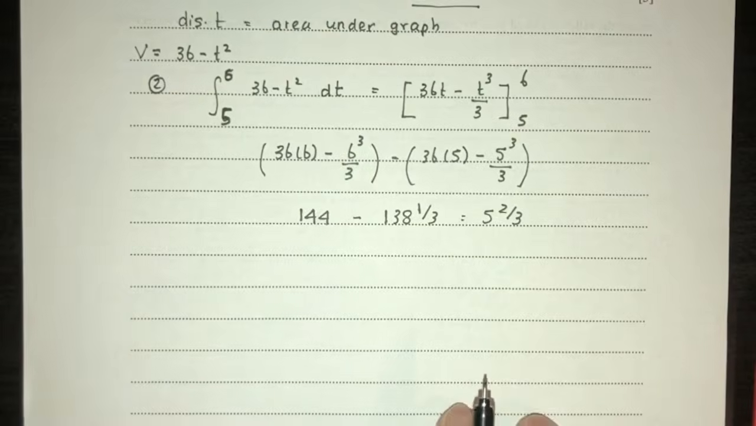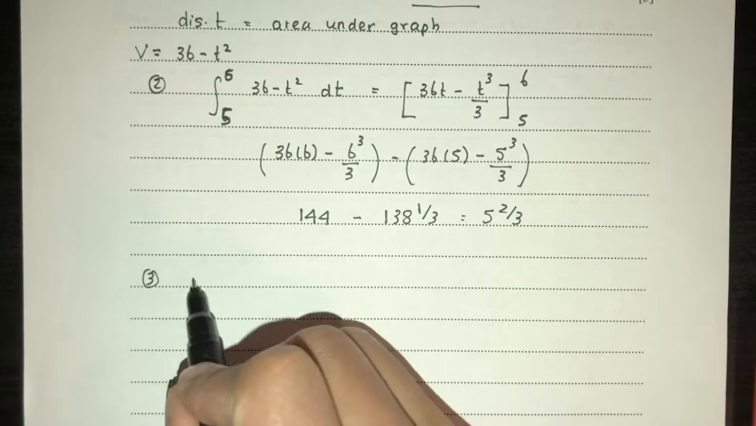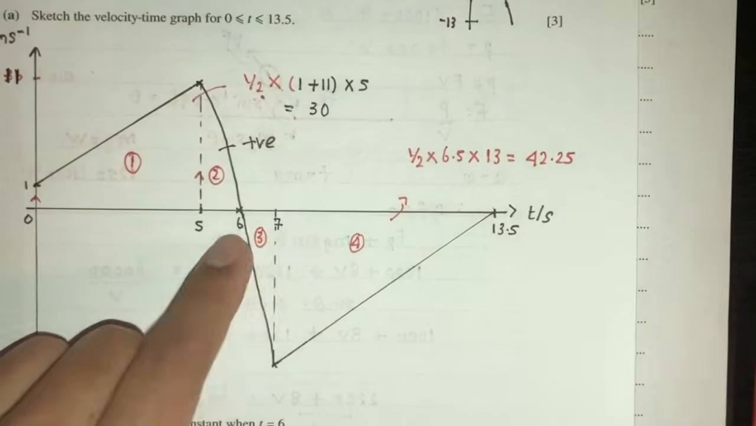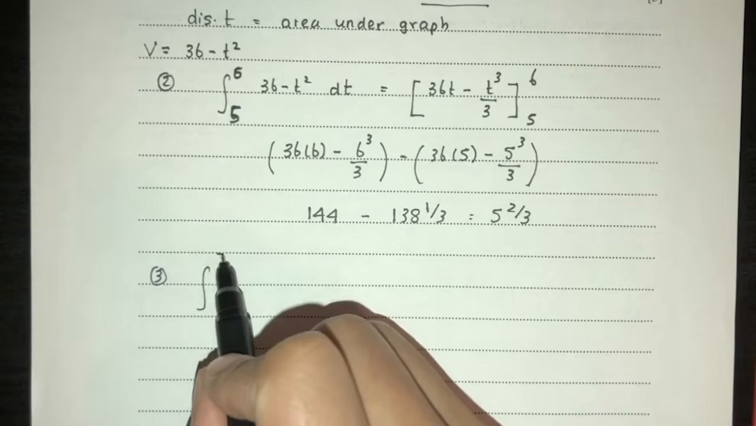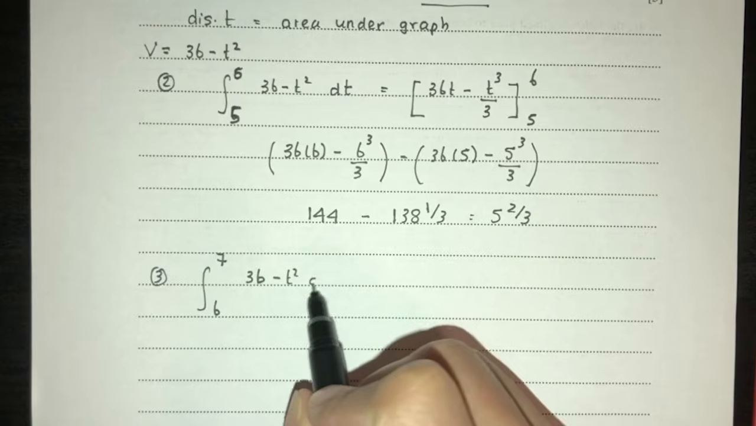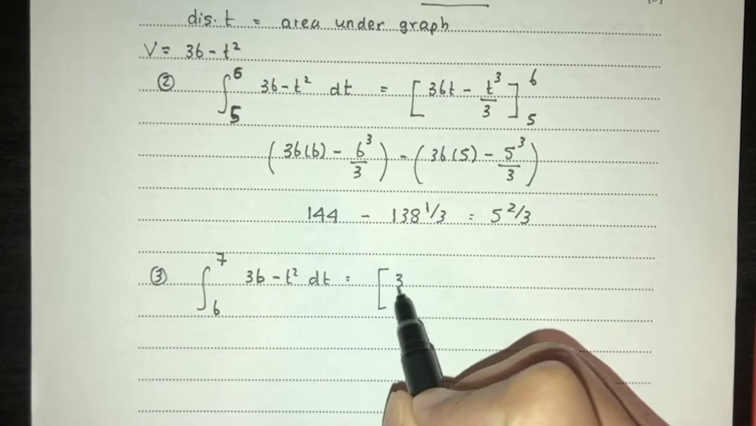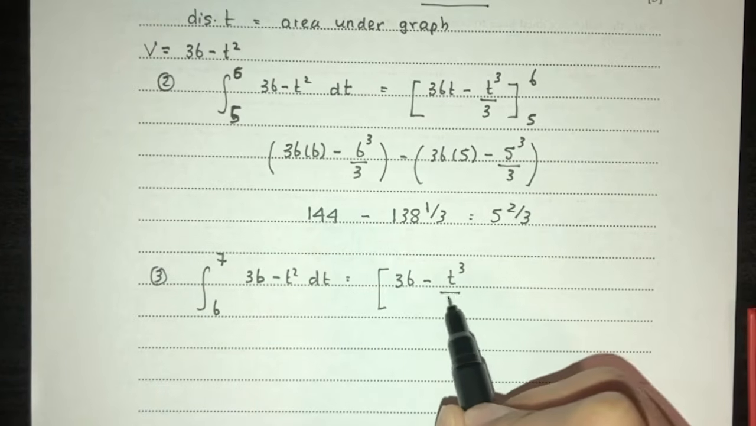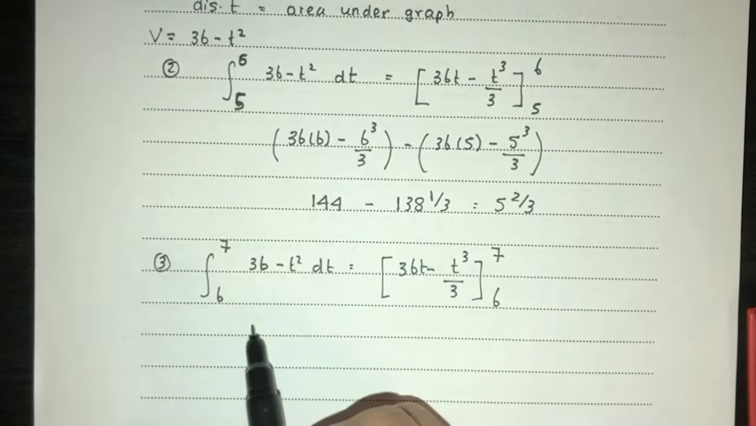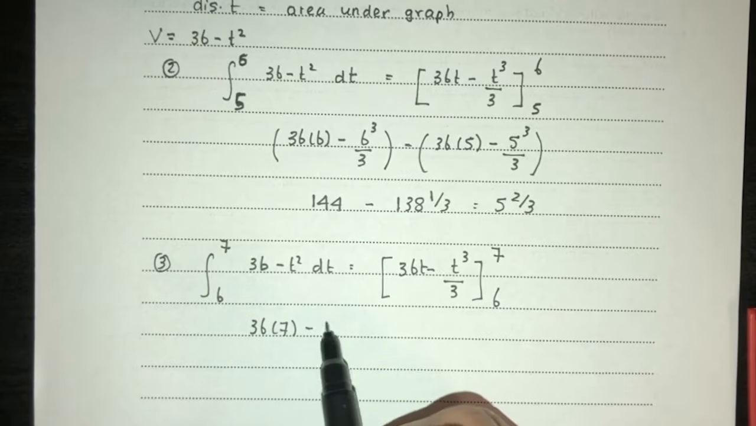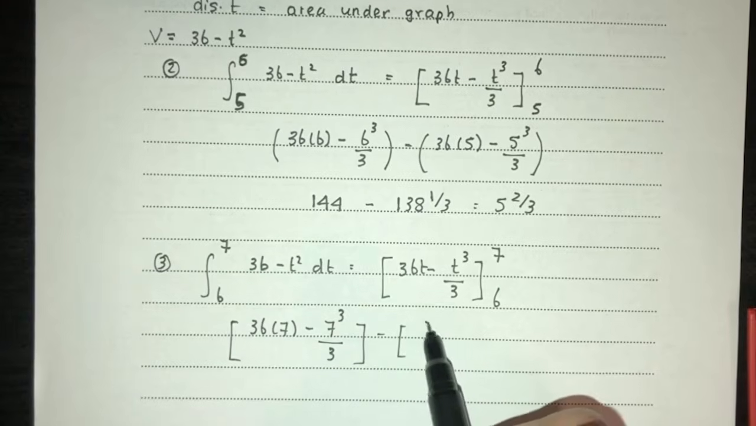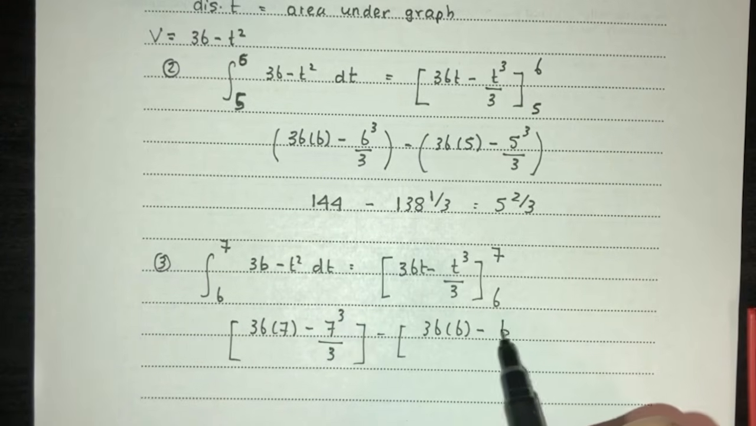not displacement. Okay. Now for area number 3, as you can see on your graph, it is from 6 to 7. So the limits will be 7 and 6, and it is the same equation. We just have to change the limits to the required values, 7 and 6. That will be t, of course. So the first one is this minus this cubed over 3, then minus 36 times 6 minus 6 cubed over 3.